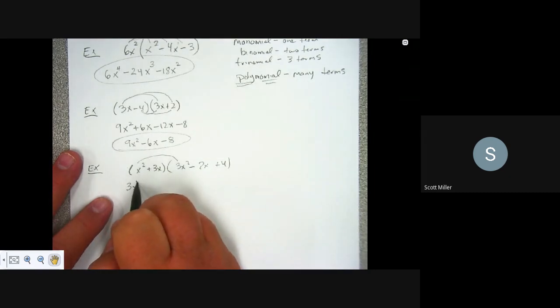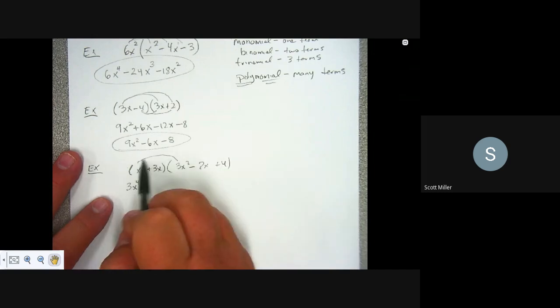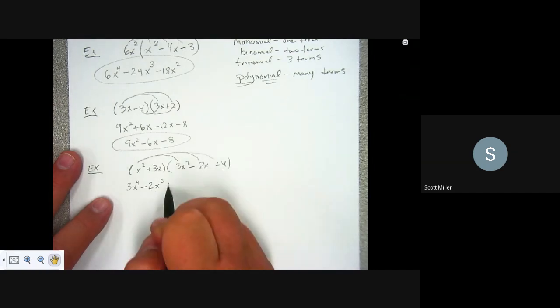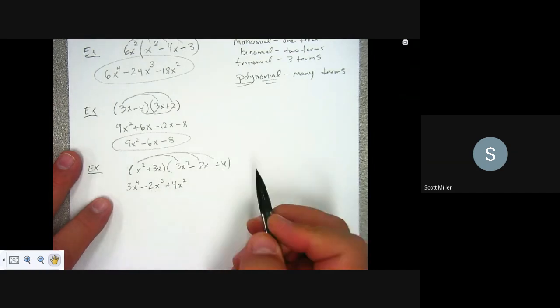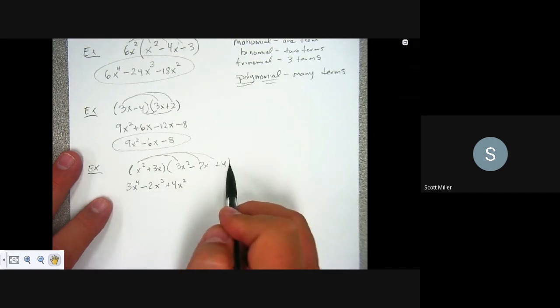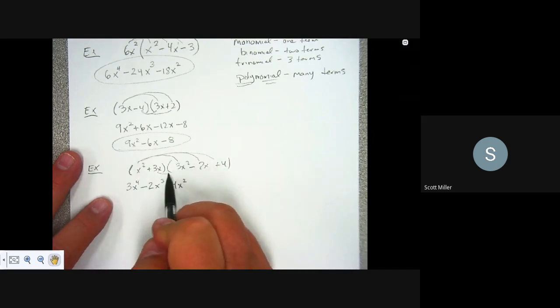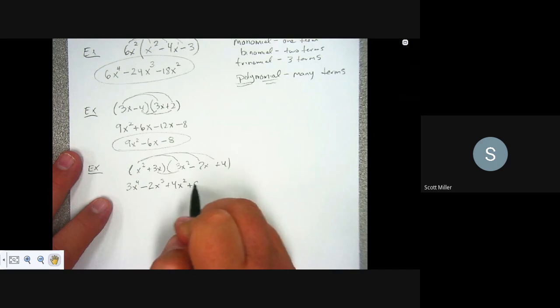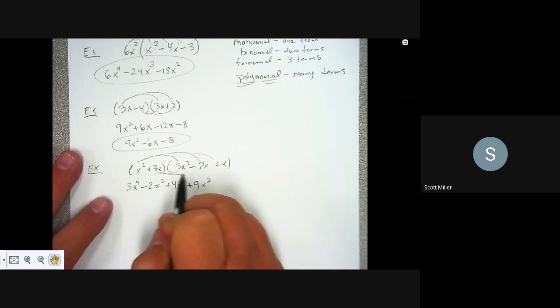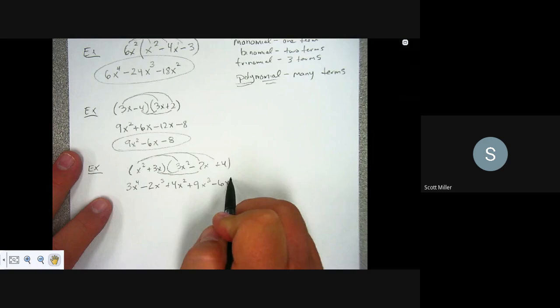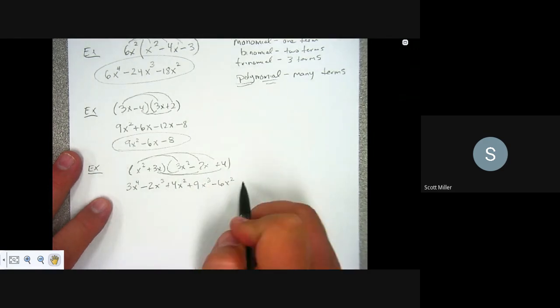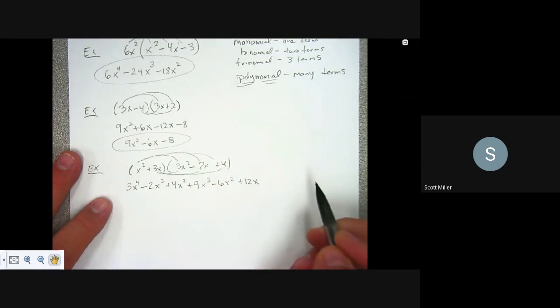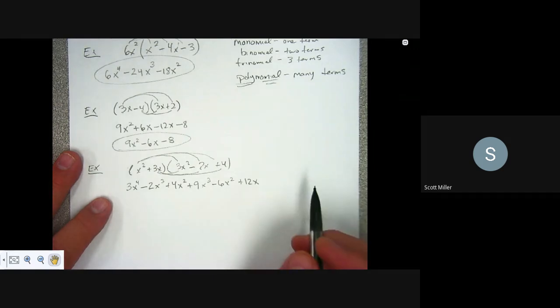So that times that gives me 3x to the fourth. Remember, adding the exponents. X squared times that is minus 2x to the third. And then x squared times that is plus 4x squared. So the first term has then multiplied to all three of those. And then I'm going to multiply the second one to all of those. That's 9x to the third minus 6x squared plus 12x. Now I'm going to look and see if there's anything that can be combined.